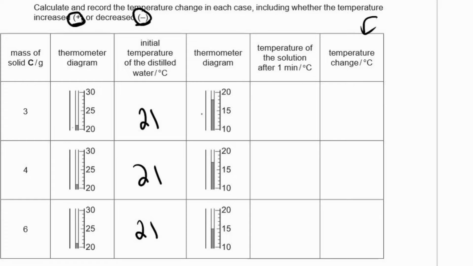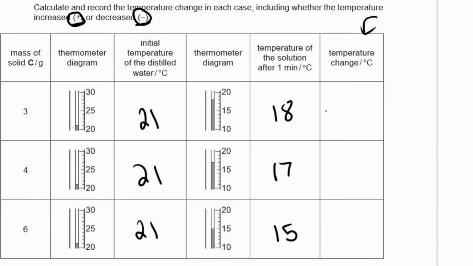All right, so the final temperature in the 3 grams, we have 15, 16, 17, 18 degrees Celsius. We have 15, 16, 17 degrees Celsius, and we have 15 degrees Celsius. All right, all of these values are directly at the line. There's no half a degree. They can do half degrees for these.